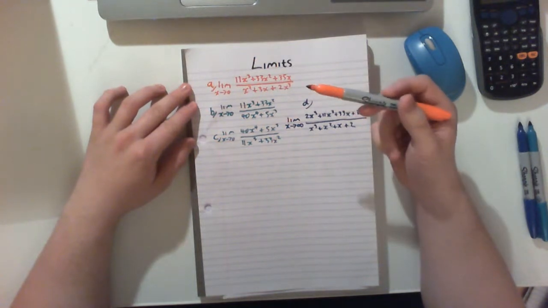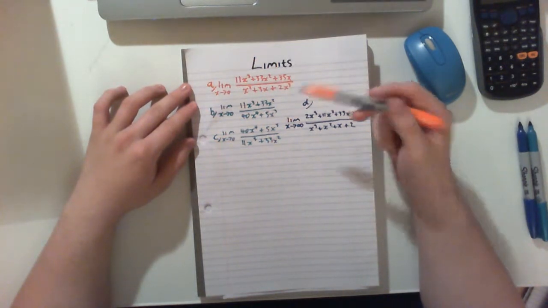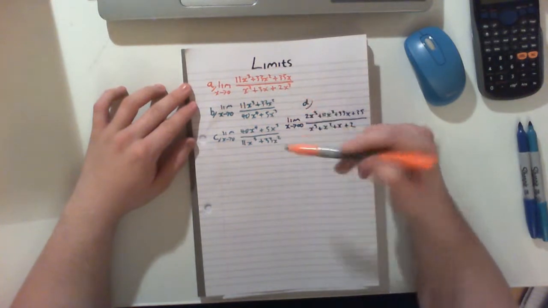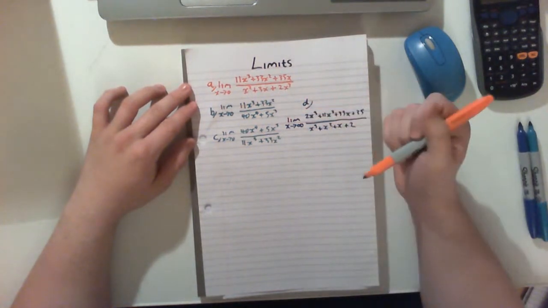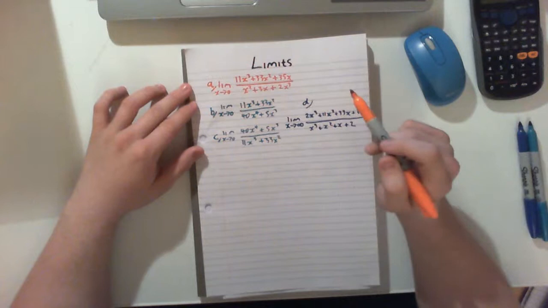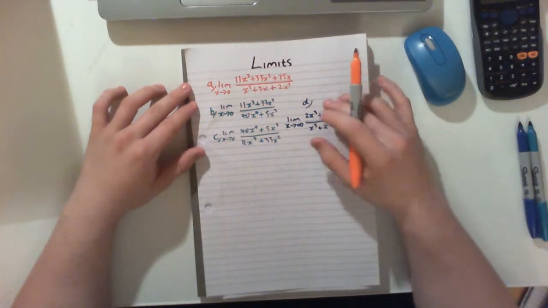If we were taking these limits to any sort of other numerical values, just substitute in the values, see what you get, and that's going to be your limit. For these, we're going to treat these in a bit of a different way.